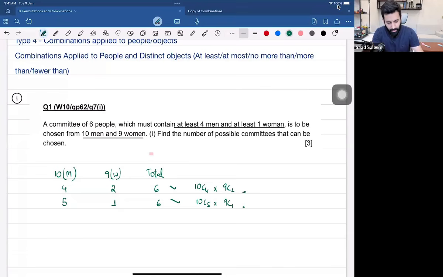So 10C4 into 9C2 is equal to 7560. Then similarly, 10C5 into 9C1 is equal to 2268. Let's add them up. 2268 plus 7560 is equal to 9828. All right, so fairly easy, but we will obviously make it more complicated gradually. Let's do another question.